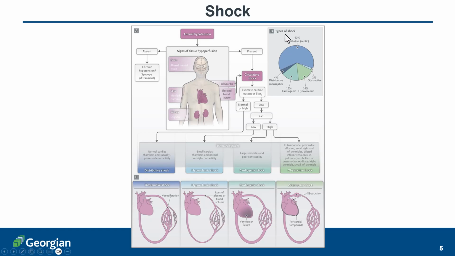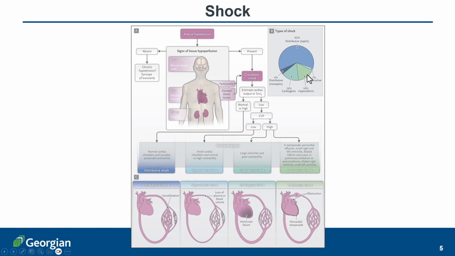Here, this particular diagram shows you the various types of shock. In terms of the percentages, it might surprise you to know that distributive or septic shock is actually the most common type of shock, about 60%. The other important forms of shock are cardiogenic shock, whereby you have a dysfunction of the heart itself, which could be due to a myocardial infarction. So a common post-MI complication is cardiogenic shock. Hypovolemic shock is the other one at 16%. But as you can see, the most common type of shock is not hypovolemic shock, not hemorrhagic shock, it is distributive or septic shock, typically because of a systemic bacterial infection.